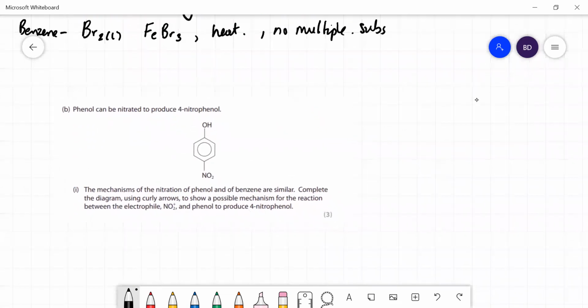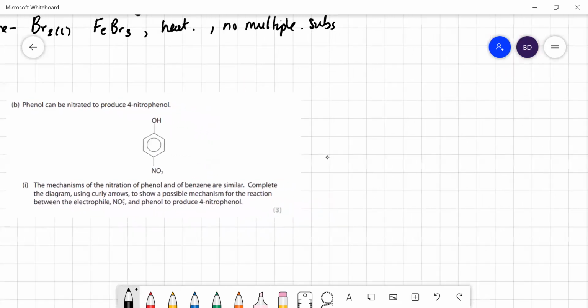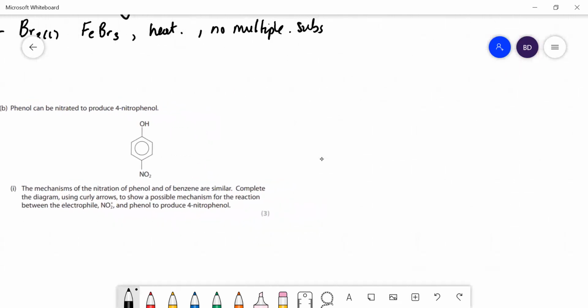Okay, phenol can be nitrated to produce 4-nitrophenol. The mechanisms of the nitration of phenol and benzene are similar. Complete the diagram using curly arrows to show a possible mechanism for the reaction between the electrophile and phenol to produce the product. Okay, so I'll do that here a bit bigger so you can see. Right, so we've got OH there. We've got NO2 as the electrophile. One of the pairs of electrons is going to come out of the benzene ring, the delocalized system, and form a bond to the nitrogen.